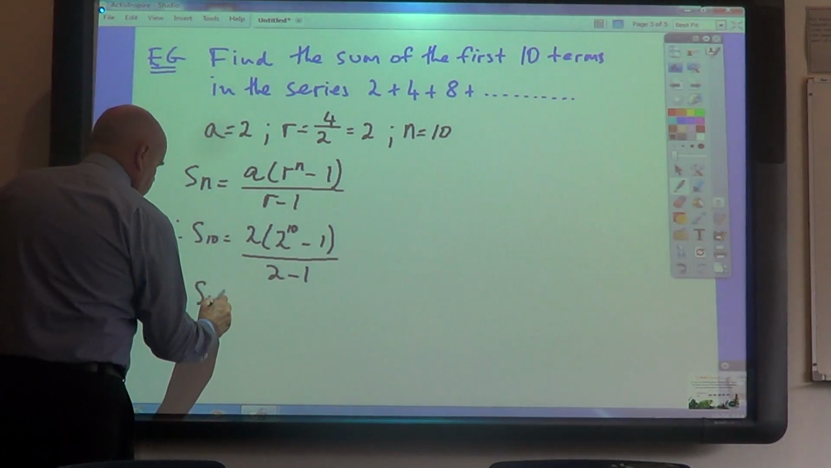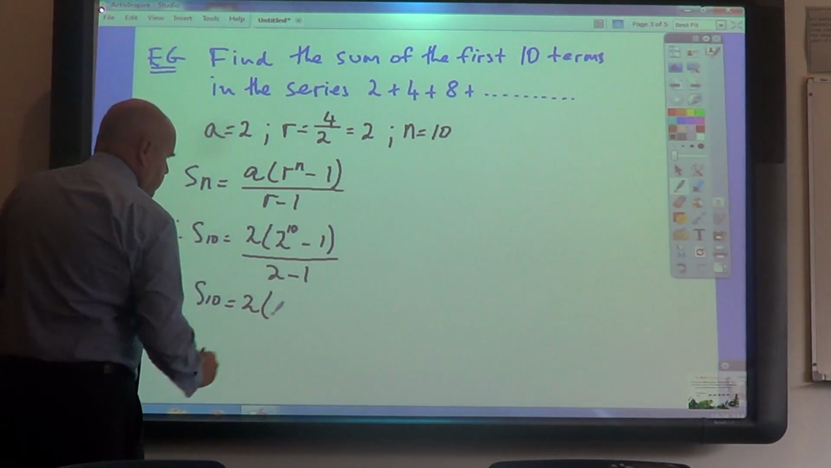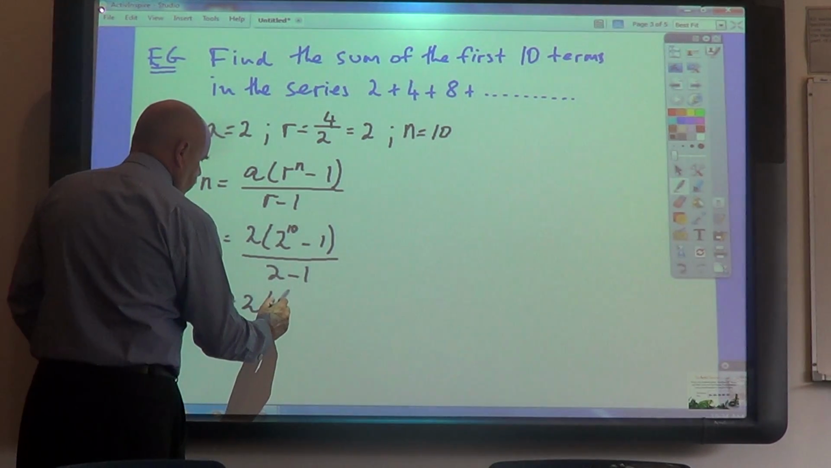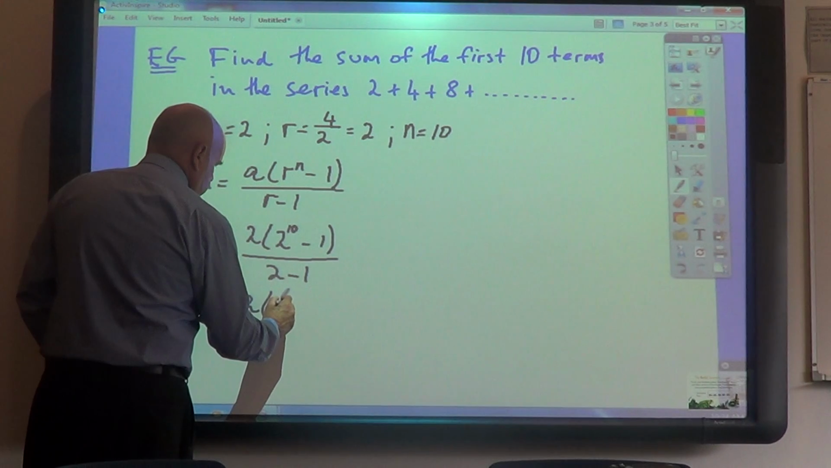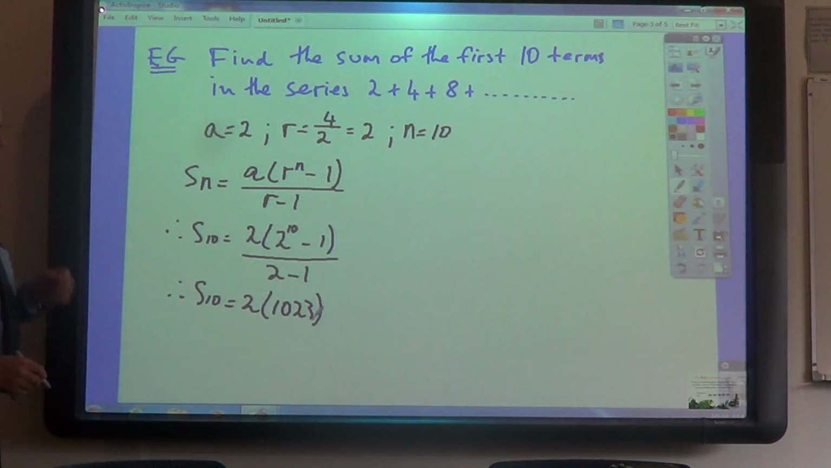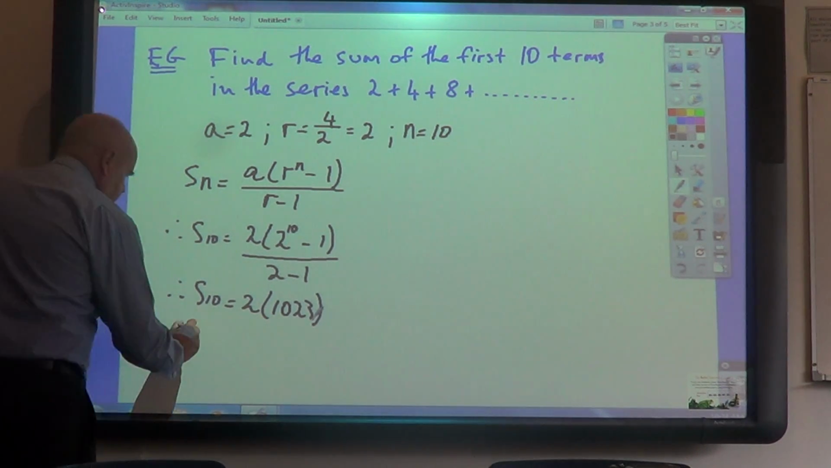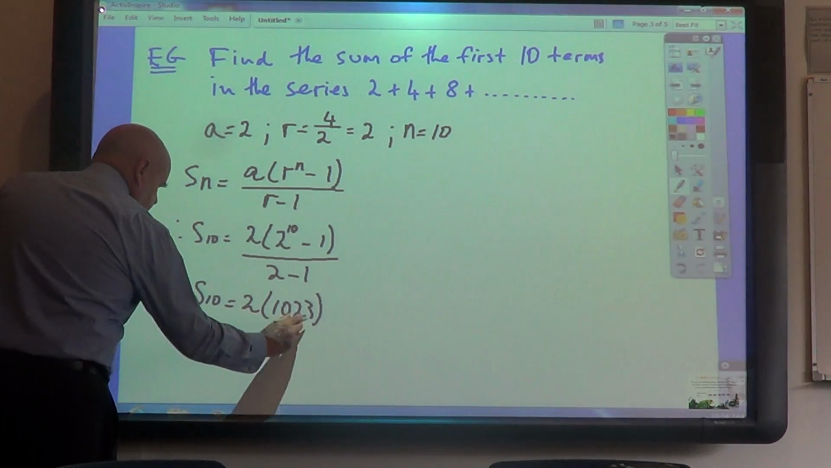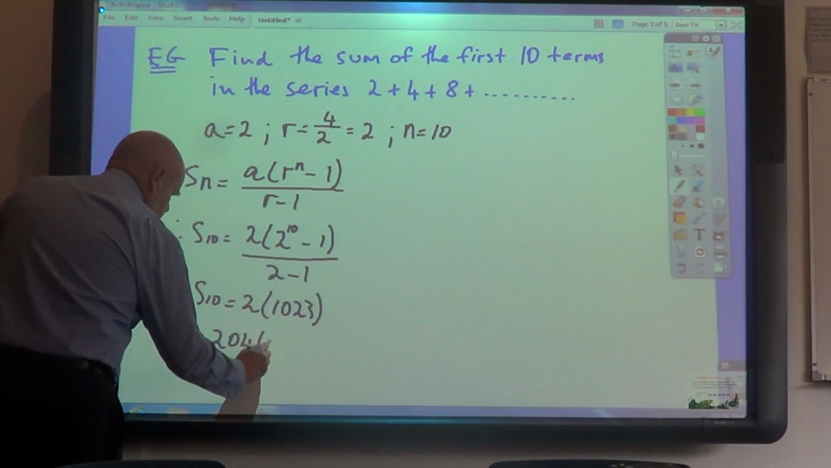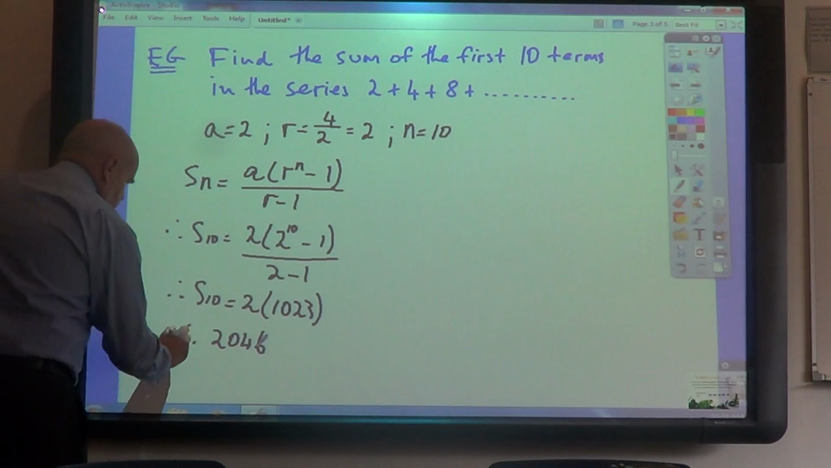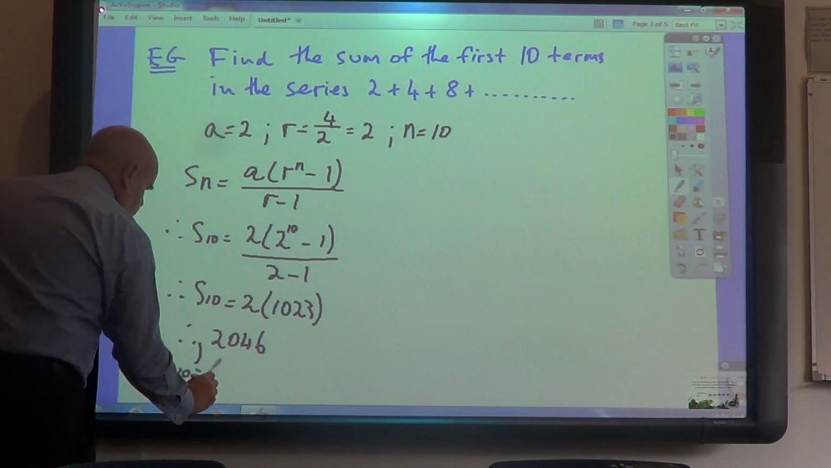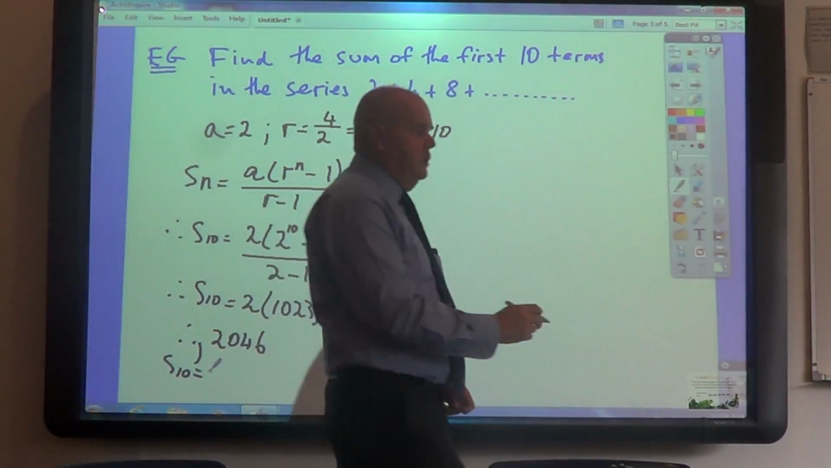So the sum of the first 10 terms is equal to 2 times 2 to the power of 10, which is 1024, and subtract 1, you've got 1023. So now all we need to do is multiply 1023 by 2 and we'll get 2046. Okay? Therefore S10 equals 2046.